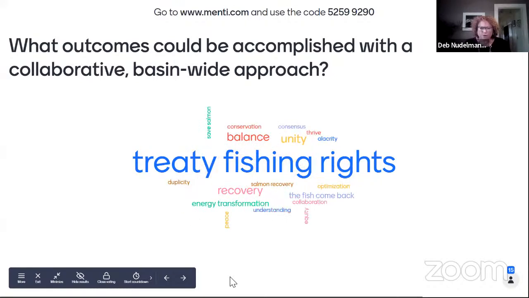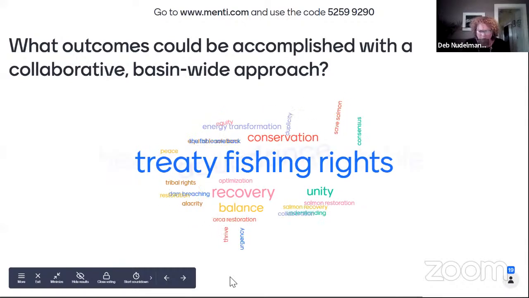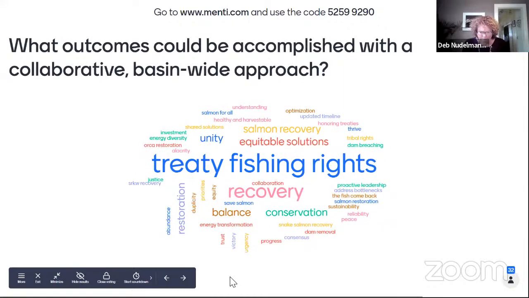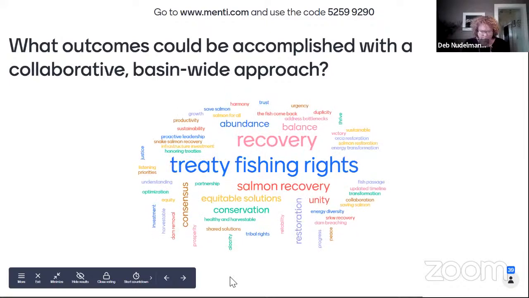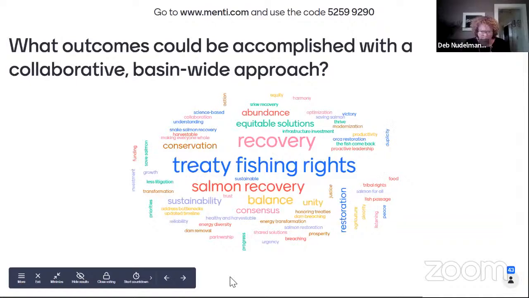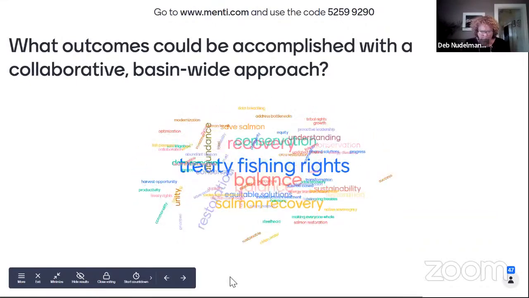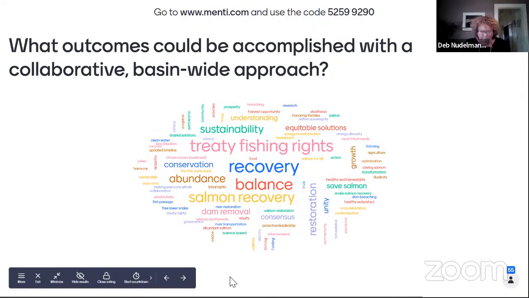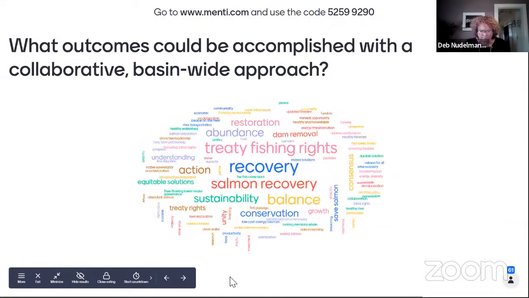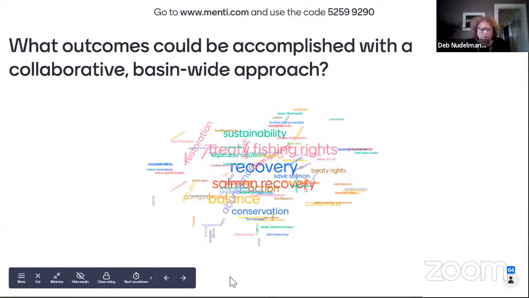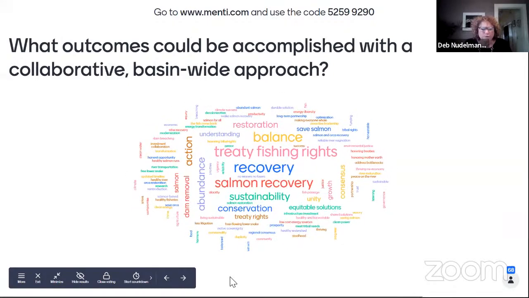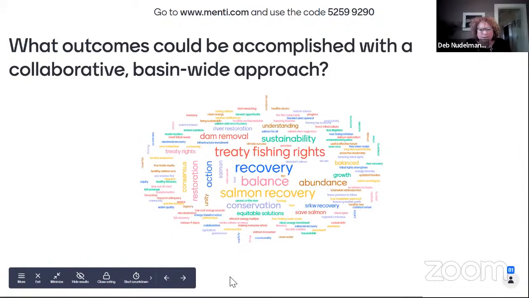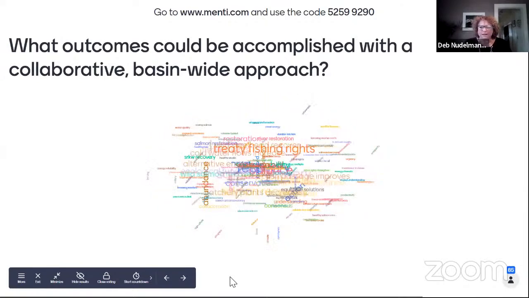So we'll give you a few more minutes on this one with words about outcomes. What outcomes could be accomplished with a collaborative basin-wide approach? Okay, we'll give this one a couple more minutes to populate. And the more that people use similar or the same words, the bigger the words get on the screen. And when you see the screen moving like that, it's people adding words and it changes the quantities, which then again, change the size of the words as you see more and more people align around certain phrases.